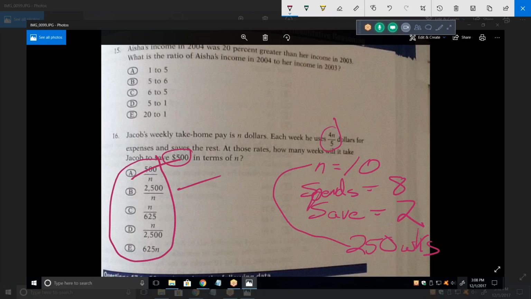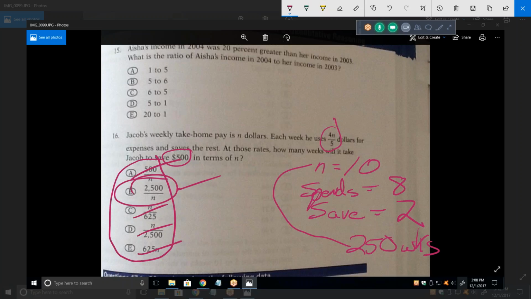But real quickly, does C work? No. Does D work? No. Does E work? No. We're done. We got our answer. Now, I could have picked any n that I wanted. The key is to pick an n that lets you do the math easily.